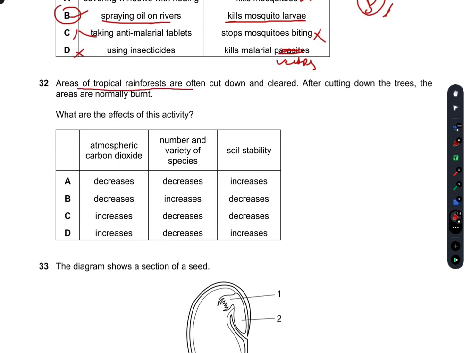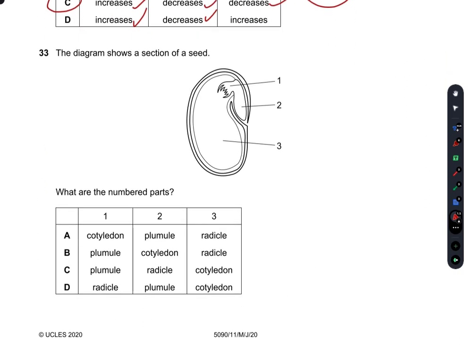Areas of tropical rainforest are often cut down and cleared. After cutting down the trees, the areas are normally burnt. What are the effects of this activity? When the burning takes place, the CO2 concentration would automatically increase. So A and B are incorrect. The number and variety of species would decrease because the habitat has been disturbed. Soil stability would also reduce because the trees have been cut down. So C is the right answer.